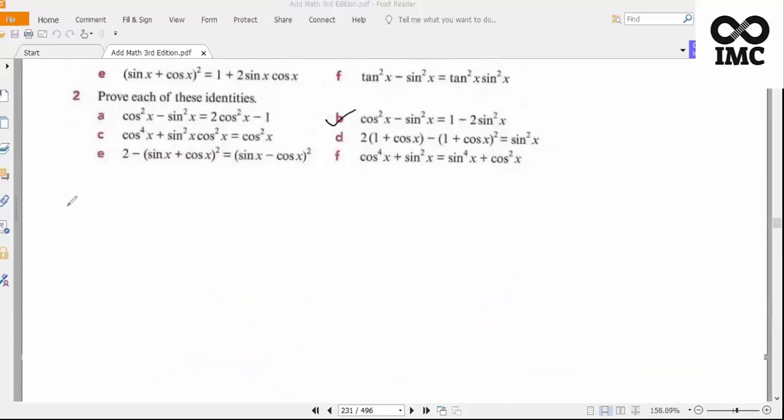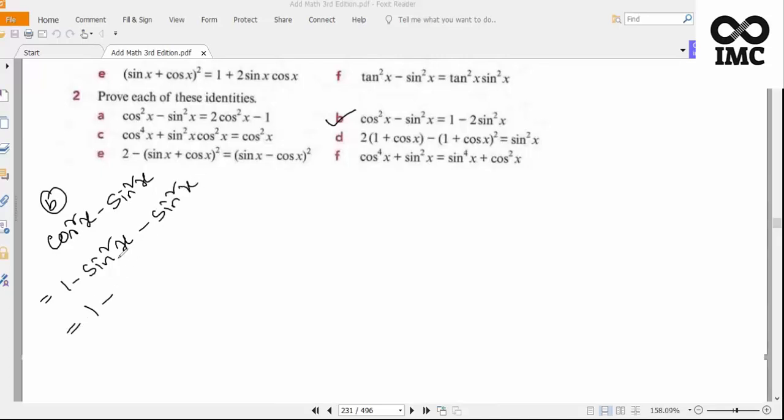Now 2b says cos²x − sin²x equals 1 − 2sin²x. So cos²x − sin²x. Instead of cos²x, we can write 1 − sin²x − sin²x. So here 1 − sin²x − sin²x will be 1 − 2sin²x. Done.